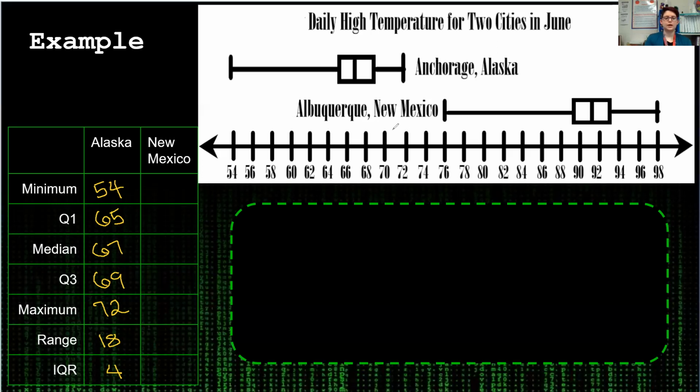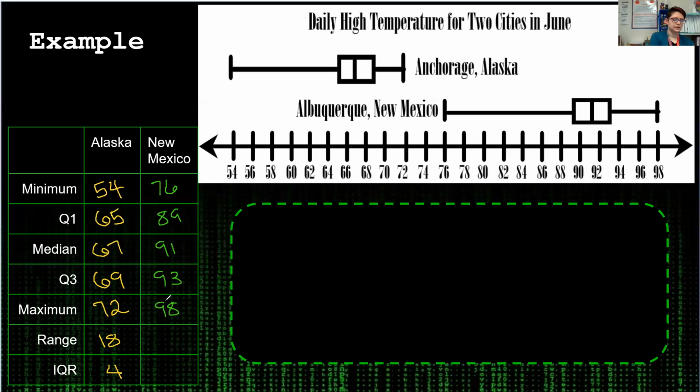Now let's look at Albuquerque, New Mexico. That minimum temperature was 76. Let's do Q1 first. Q1 appears to be about 89. The median, about 91. Q3 looks to be about 93. And maximum would be 98.